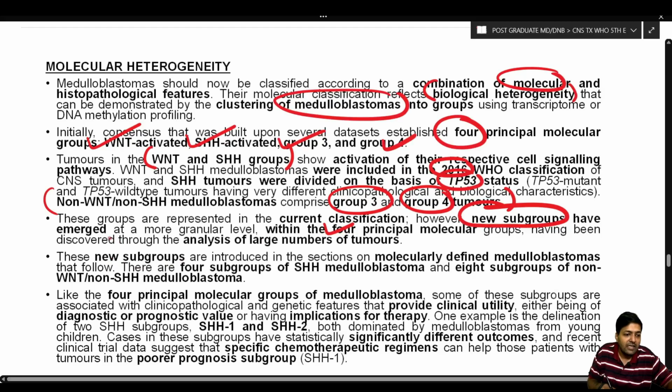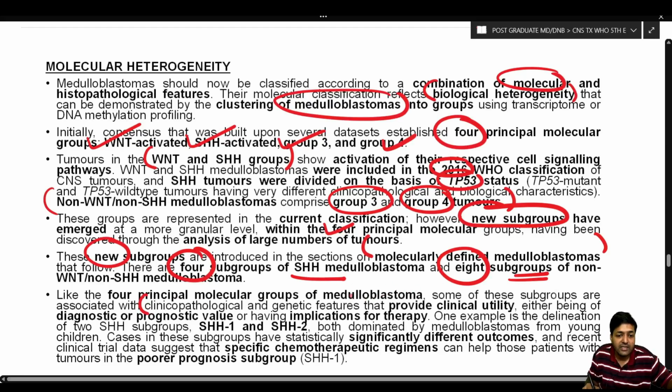Okay. Now, these new subgroups are introduced in the sections on molecularly defined medulloblastomas. There are 4 subgroups for SHH medulloblastoma, and 8 subgroups have been introduced for the non-WNT, non-SHH medulloblastoma. Now, like the 4 principal molecular groups of medulloblastoma, some of these subgroups are associated with clinico-pathological and genetic features that provide clinical utility, either being of diagnostic or prognostic value, or having implications for therapy.